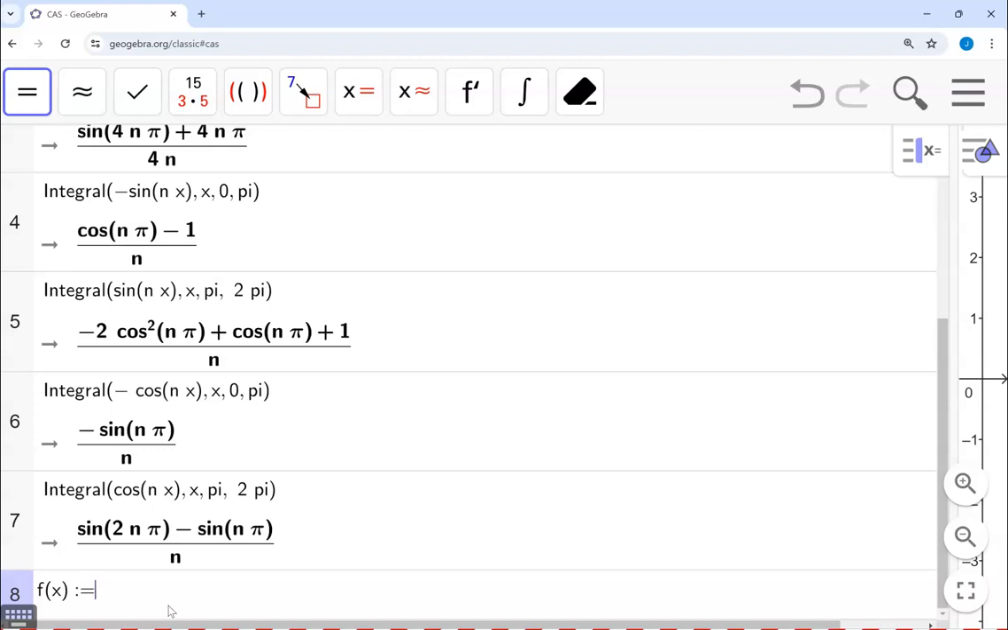Okay. Remember again when we're doing our Fourier series, the formula looks like a naught over 2 plus the sum from 1 to infinity of a sub n cosine of nx plus b sub n sine of nx, right?